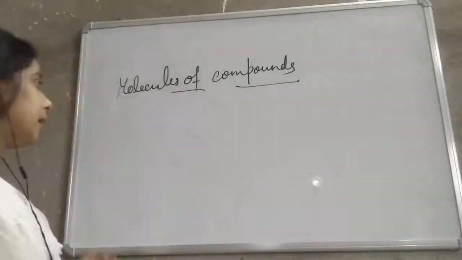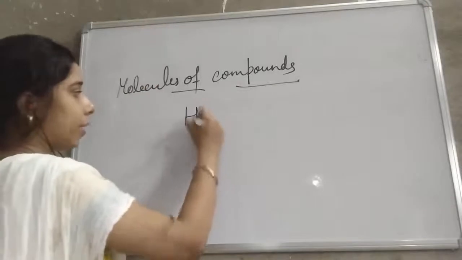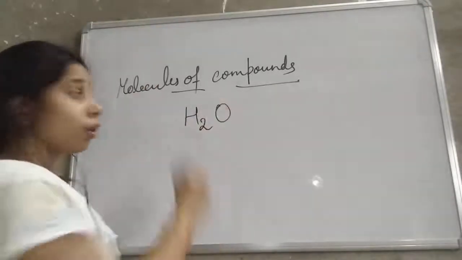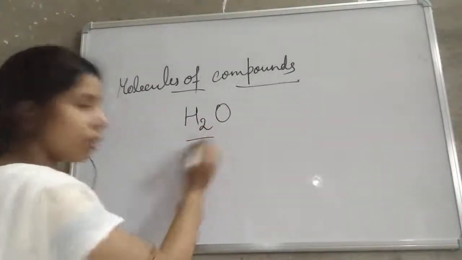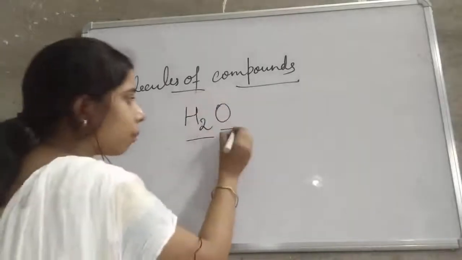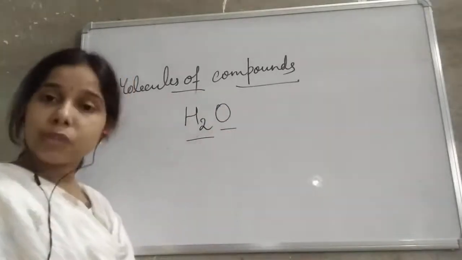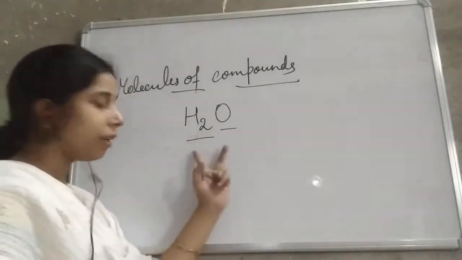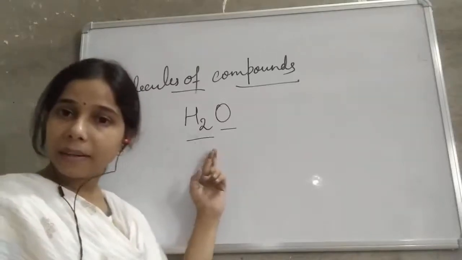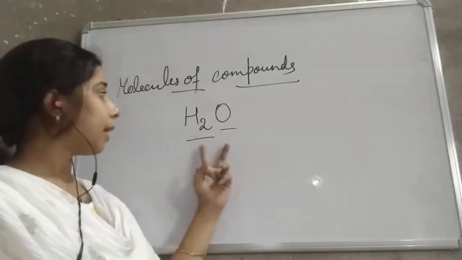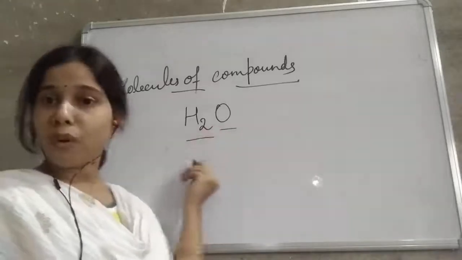So if we see here, you can understand this with H2O. 2 atoms of hydrogen and 1 atom of oxygen form the molecule, because 2 different types of atoms are combining here. So we can say that it is a molecule of the compound.